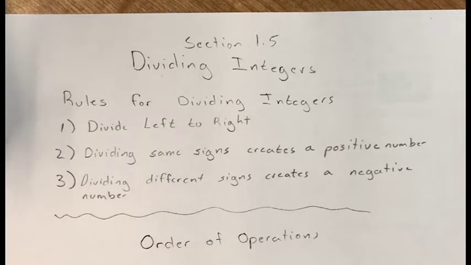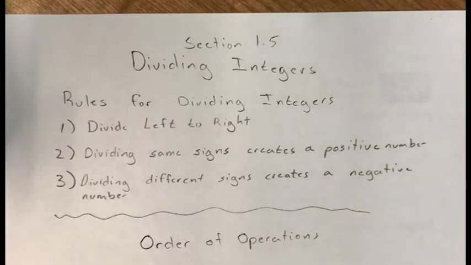First, you divide left to right. 2, dividing same signs creates a positive number. And 3, dividing different signs creates a negative number. That's really all you need to understand. And now it's just a matter of following the rules.